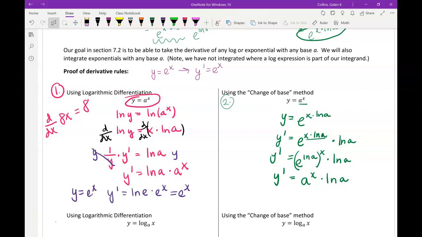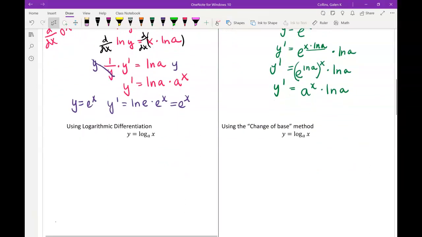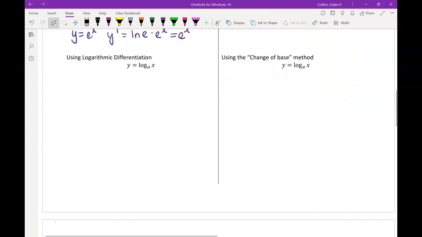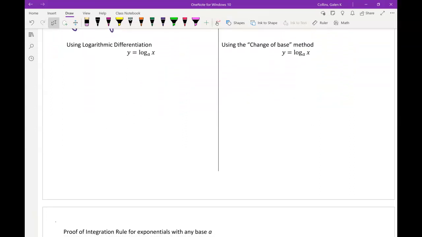Okay, so now let's have some more log fun. I'm never tired of having fun with logs. I swear I have other interests besides math though.